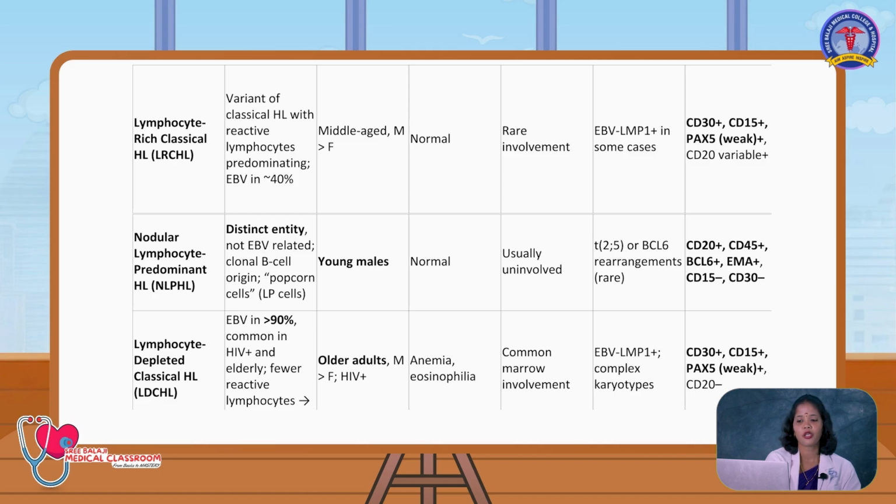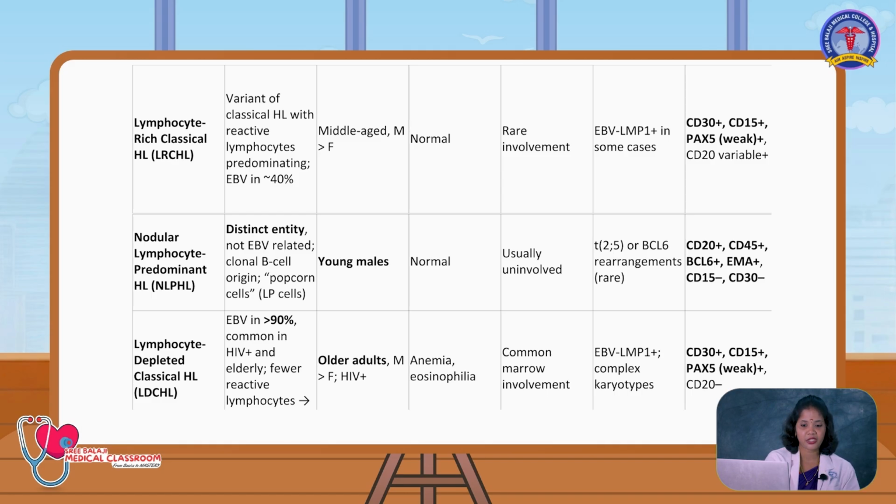In bone marrow, common marrow involvement will be seen, that is, eosinophils will be involved, and atypical lymphocytes and lymphoblasts will be seen in bone marrow. In cytogenetics, you will have EBV, LMP1, and complex karyotypes, and in immunophenotyping, CD30, CD15, and PAX5 will be positive.